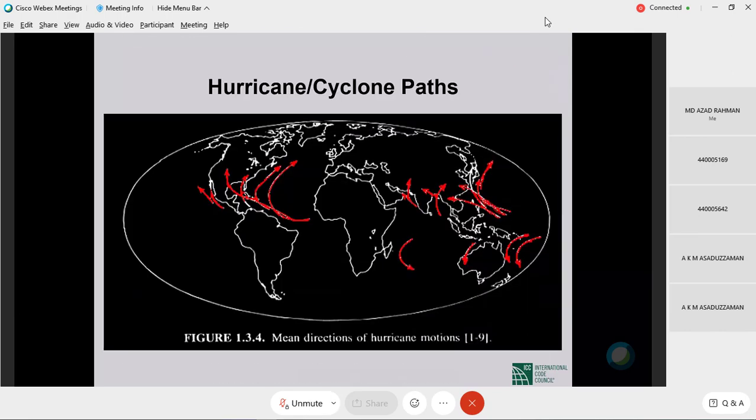Let's go to cyclones, which are, as I said, called hurricanes in this part of the world. As the picture shows, hurricanes or cyclones do not happen everywhere. There are parts of the world where they are quite common, and then there are other parts of the world where it simply does not happen.